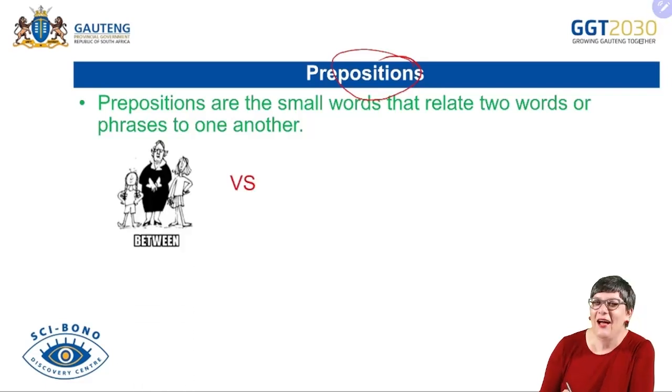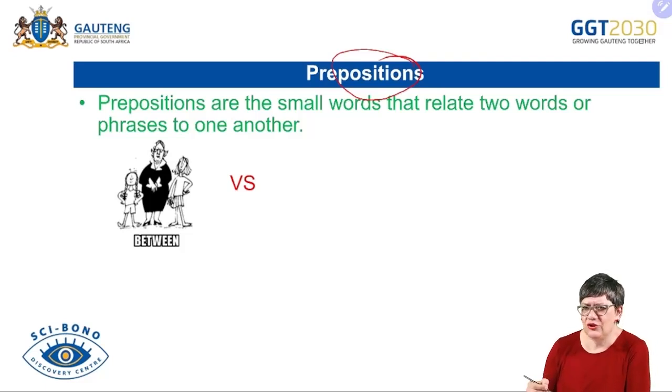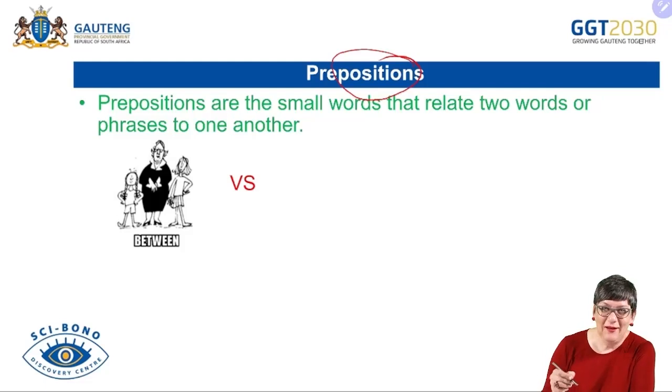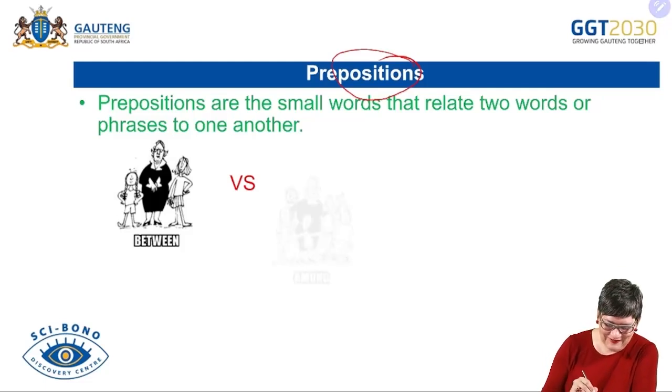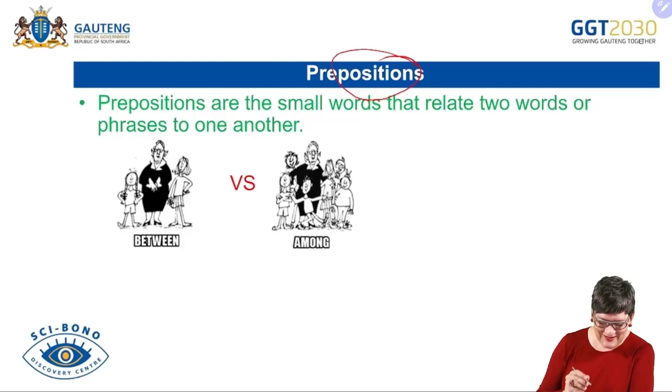Now, let me show you quickly. I'm looking at the difficult ones. Obviously, inside, on top, behind, in front, all of those ones are easy. But there are a few tricky ones. I want to show you just two tricky ones. The words between and among. When do you use which one?